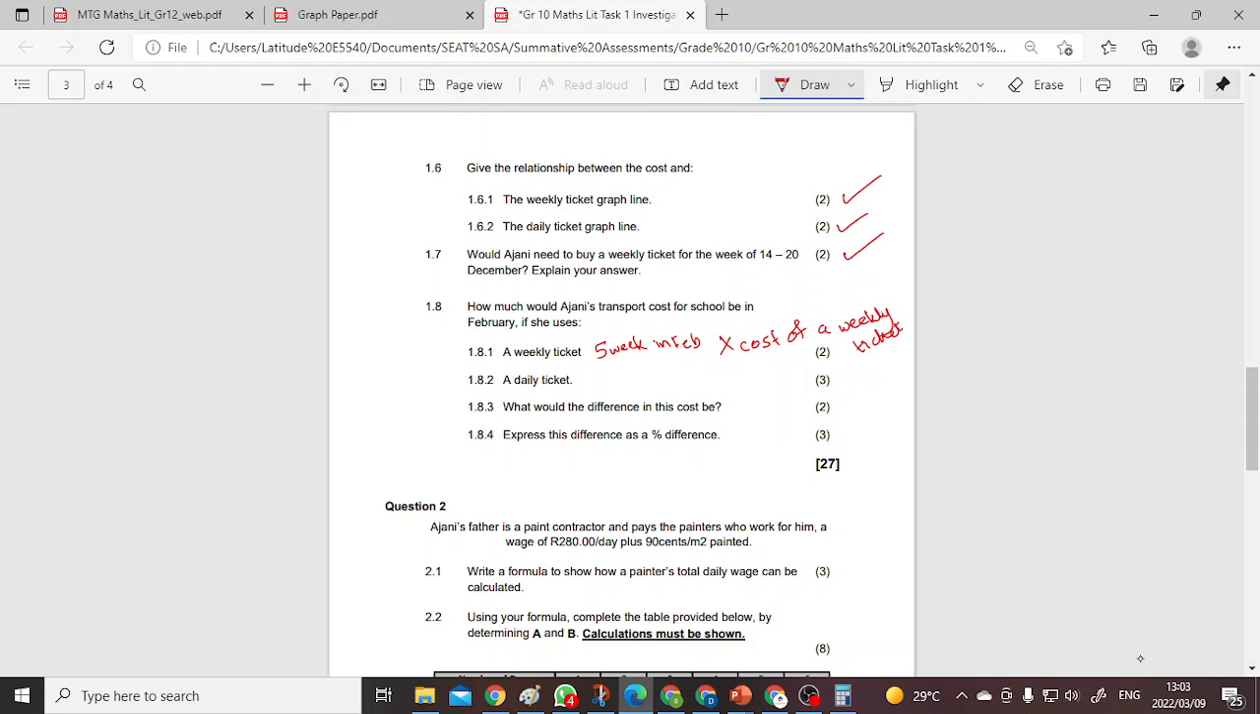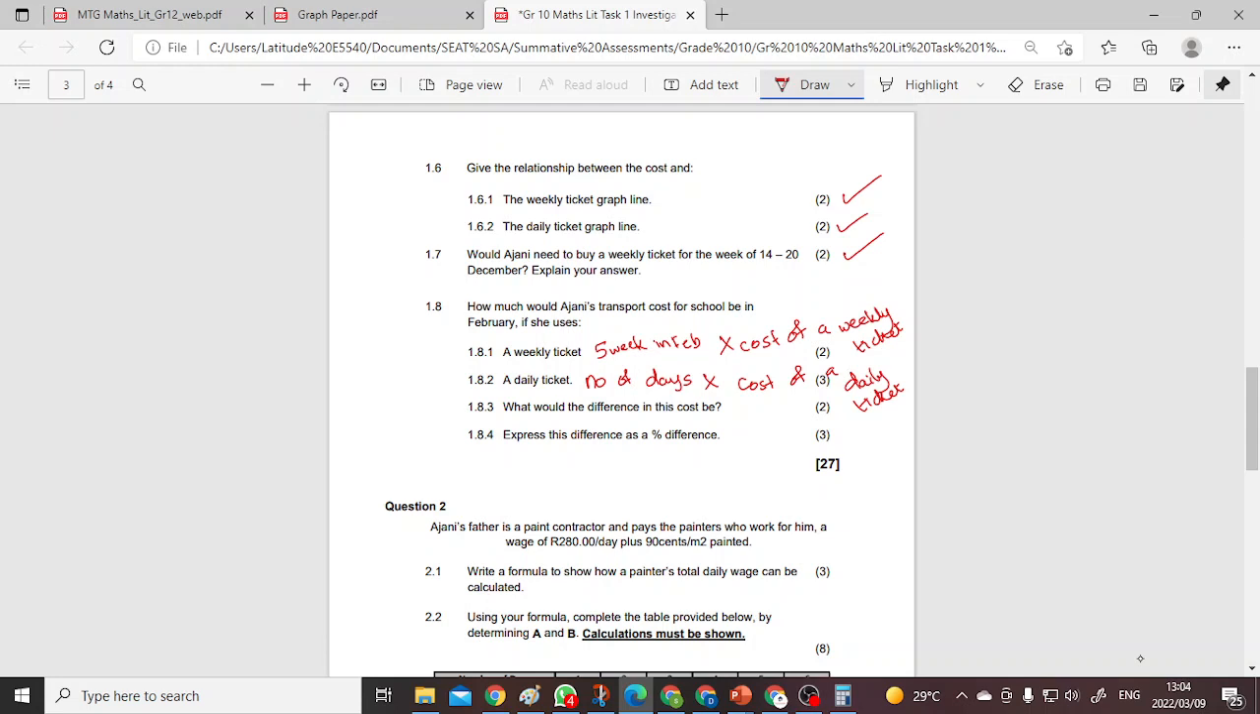Then this one, how much would she pay for a daily ticket? Now you must look at number of days times the cost of a daily ticket. Alright. What would the difference be in this cost? So they basically want you to know what is the difference between these two. Okay? And then express this difference as a percentage difference.